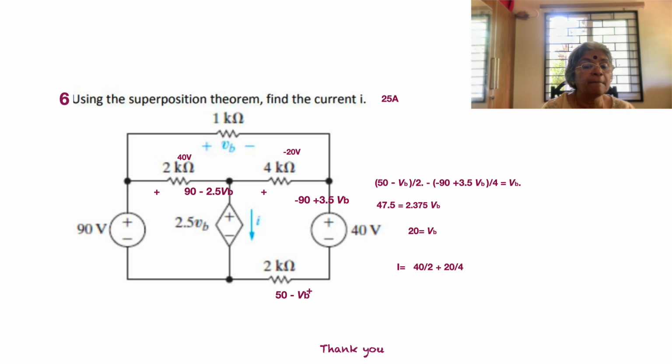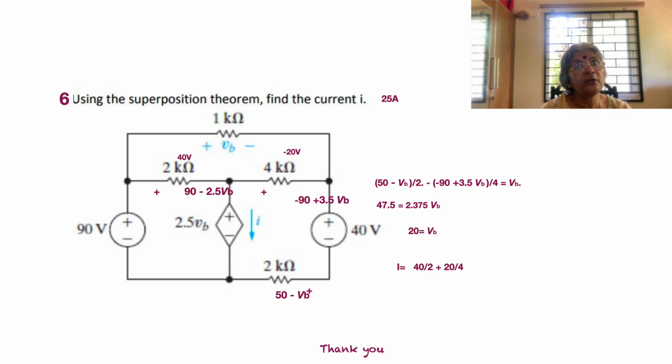So what do we have here? We have the dependent source 2.5 VB, which is also a voltage source. Where is VB? VB is the voltage across the 1 kilo ohm resistor. We also have 2 kilo ohms and 4 kilo ohms, and more voltages: 90 volt on one side and 40 volt on the other. Now we have all voltages, and we are expected to find the current I, using the Kirchhoff's laws only.